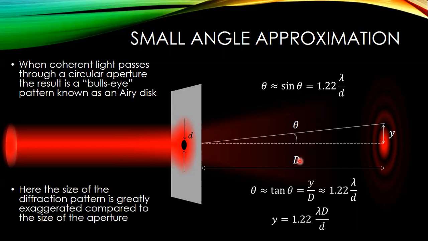If we take this where we're projecting this onto a screen and large D is equal to the distance to the screen, we can change this such that y, the distance from the center of the disk to the outer edge, to the minima, is 1.22 times lambda times the distance D to the screen divided by small d, which is the diameter of the opening. The small d is taken to be much, much smaller than large D. Typically, small d will be quite a few magnitudes smaller than large D, and that allows us to make this approximation again, where the angle is essentially equal to tangent theta, and tangent theta is equal to y divided by the distance to the screen.